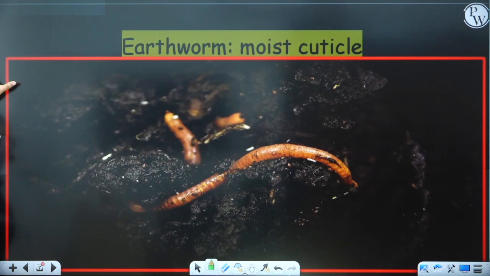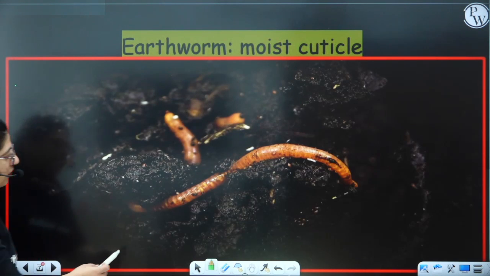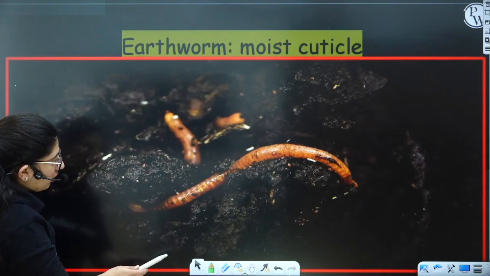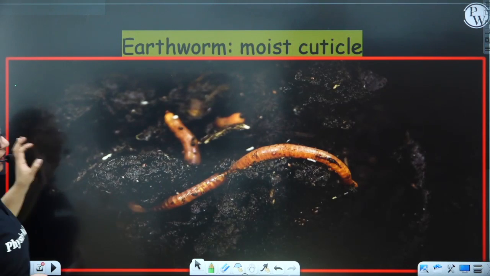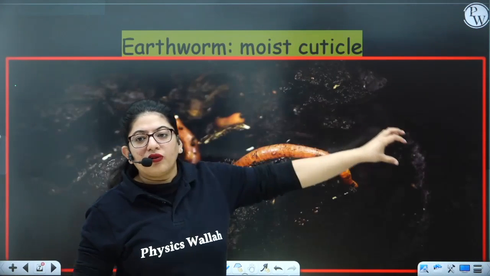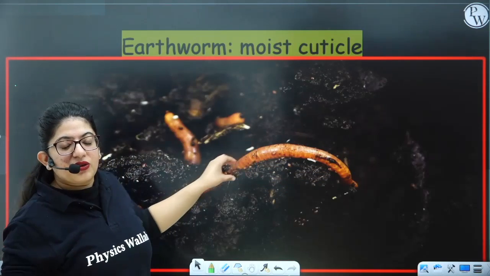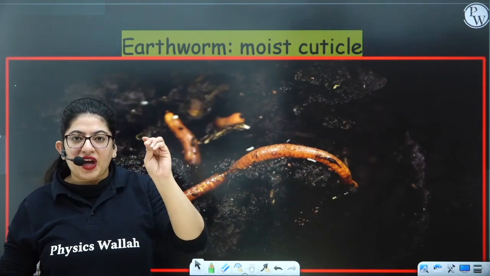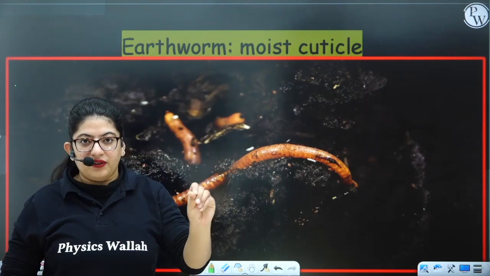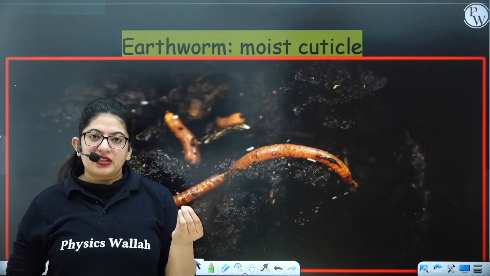Earthworms. Earthworms have moist cuticle. Actually, this was a video, but I don't think this is working anyways. So you can see this is the soil all over, and this organism is your earthworm. You can see the earthworm skin is so glistening, it's shiny. That means it's moist, right? It is shiny because it's moist.